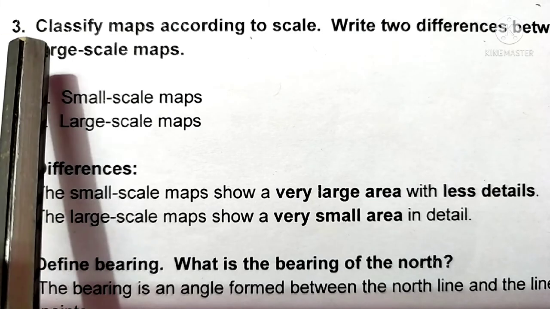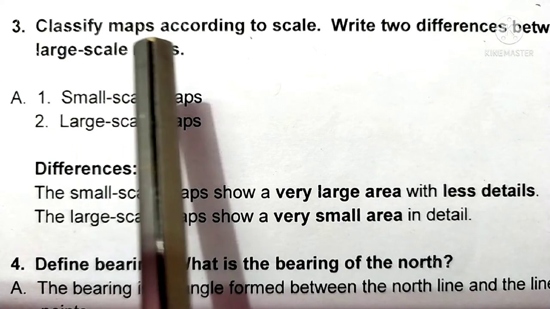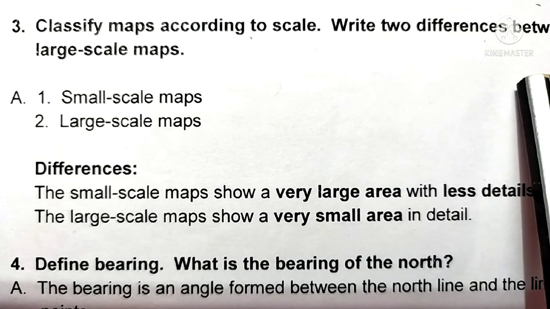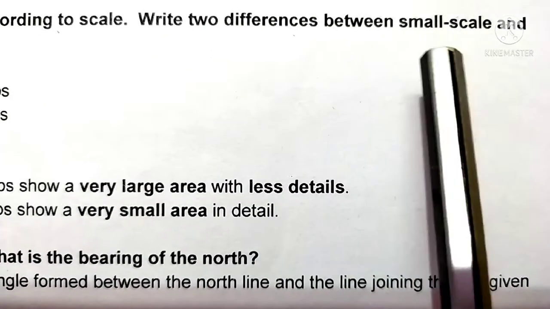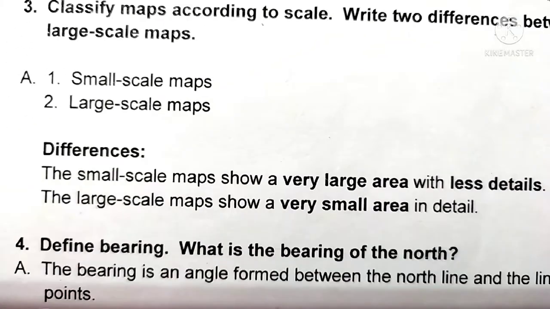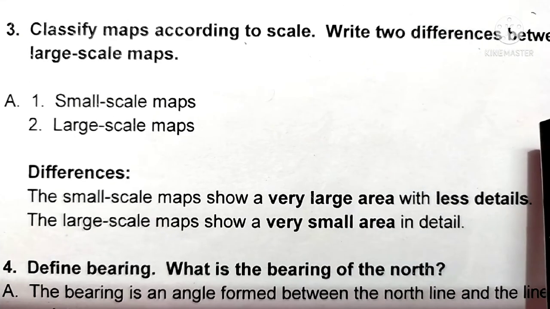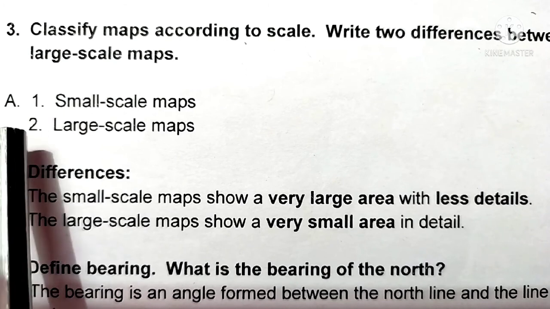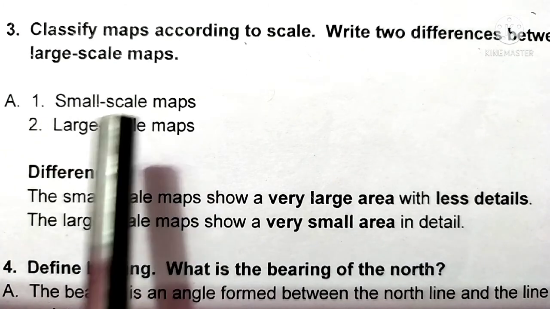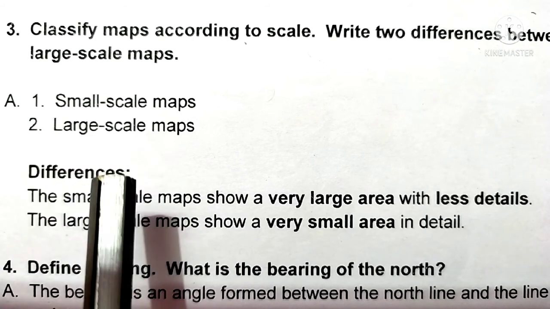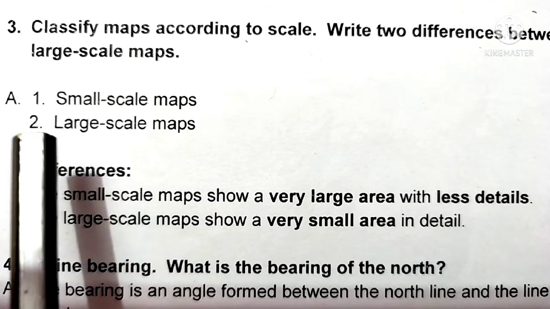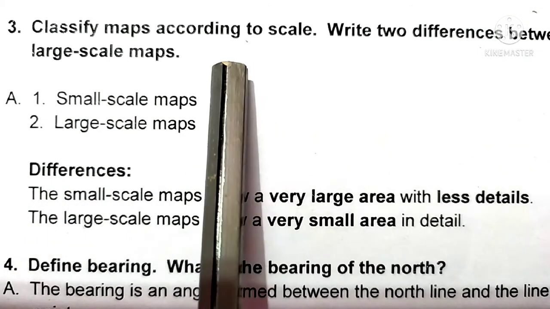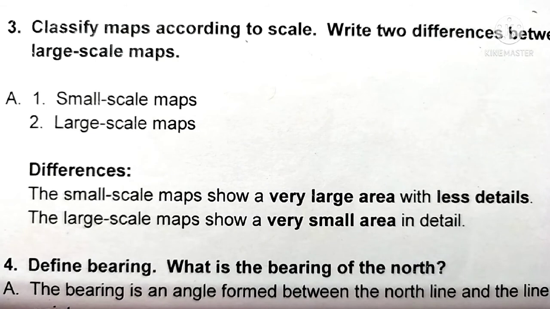Third question, classify maps according to scale. Write 2 differences between small scale and large scale maps. Answer. Number 1, small scale maps. Number 2, large scale maps. So these are the 2 types of maps which have been classified according to scale. Now let us see the differences.